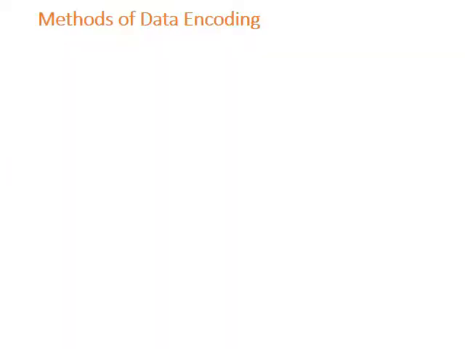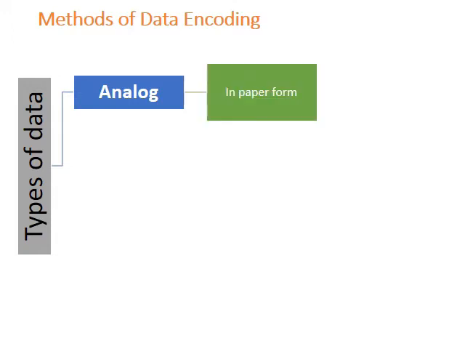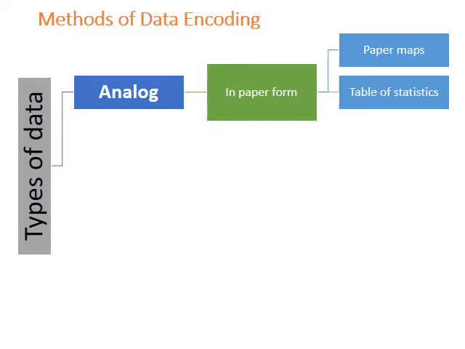There are different methods of data encoding. Before we go into those methods, we try to understand what are all the different types of data available. The data sources can be in the form of analog. Analog means the conventional topographical maps. This can be in the form of a hard copy in paper form. For example, the topo sheets, which are in paper format, you can scan and bring into a GIS environment, and you have tables of statistical information, socioeconomic data, population statistics.